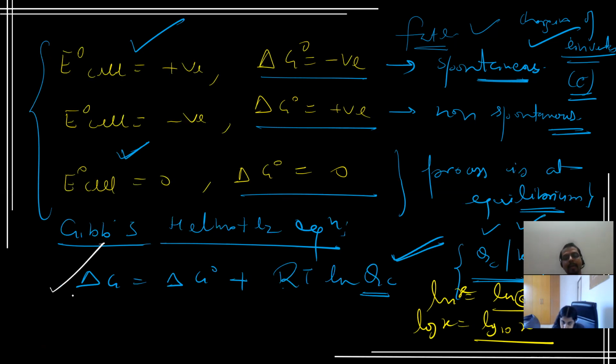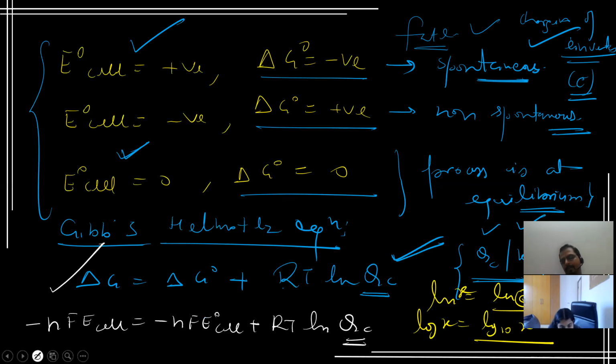Now you can put delta G is equal to minus NF E cell, delta G naught is minus NF E naught cell, plus RT ln QC. Got it? What is the difference between the E cell and the E naught cell? Okay, so E cell is the electrode potential, the difference of electrode potential of cathode and anode.